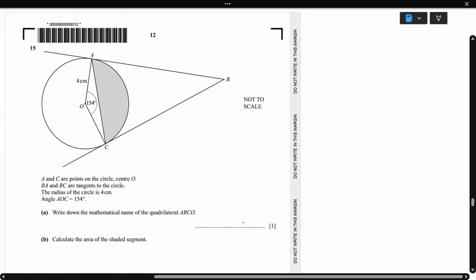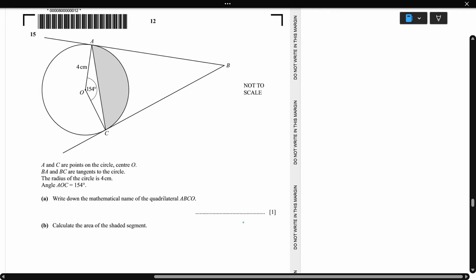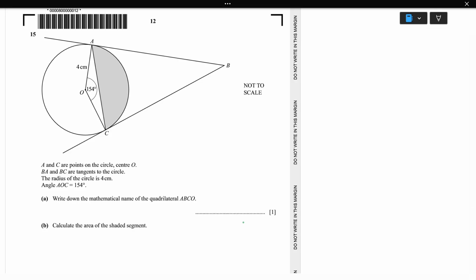Question number 15. A and C are the points on the circle, center O. BA and BC are tangents of the circle. The radius of the circle is 4 centimeter. Angle AOC is 154. Write down the mathematical name of the quadrilateral ABCO. When we draw a line here, it is a kite.